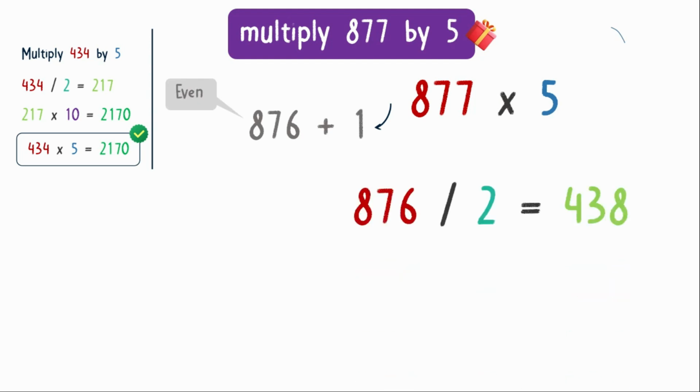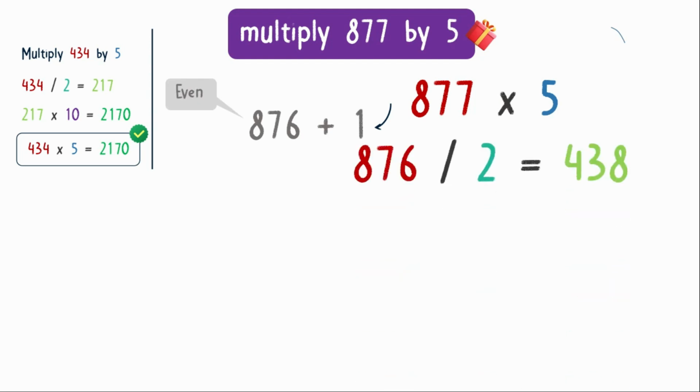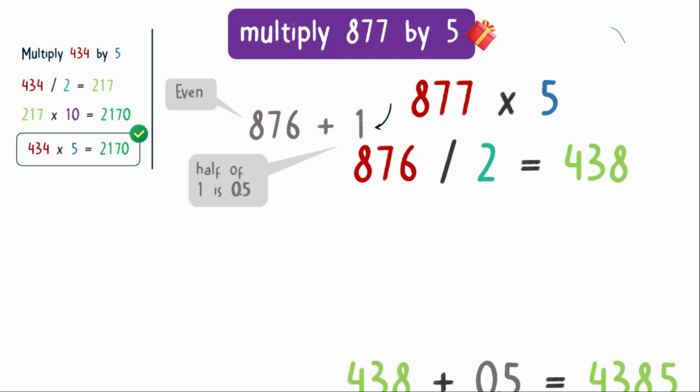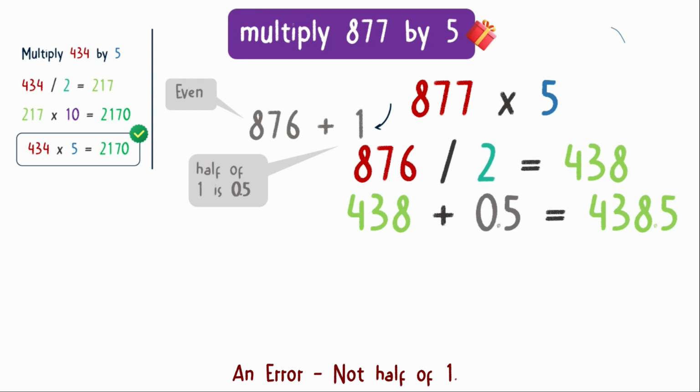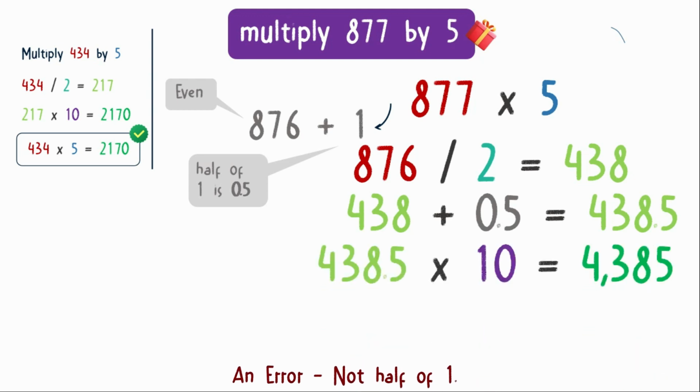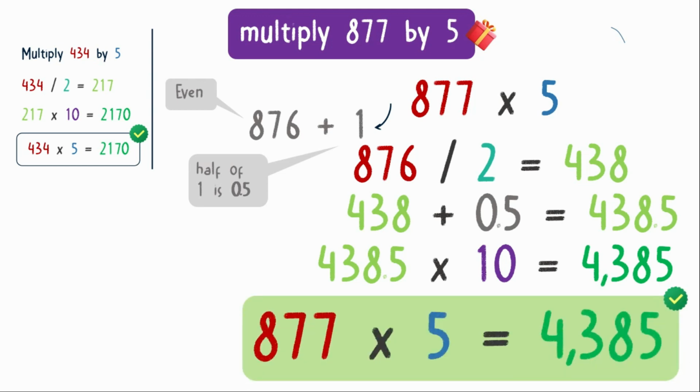We have an even number, so we divide that number we get by 2. We get 438, and we use the half of 1, which we had together. We get 438.5, and we multiply, or we shift the decimal point to the right side one time. We get the correct answer, which is 877 times 5 will give us 4,385.